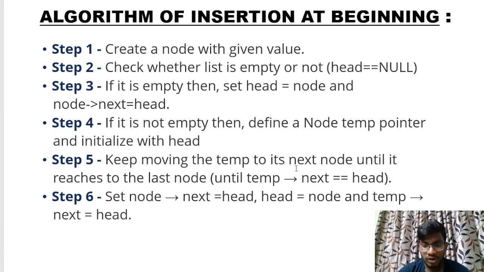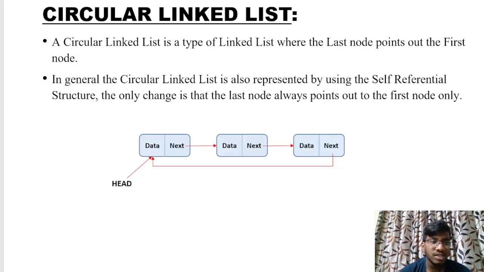Keep moving the temp variable to its next node until it reaches the last node. Since it is a circular linked list, as we have seen, the last node points to the first node. When we are inserting a node at the beginning, it is necessary to change the last node address to point to the new node, as it is the beginning of the linked list.